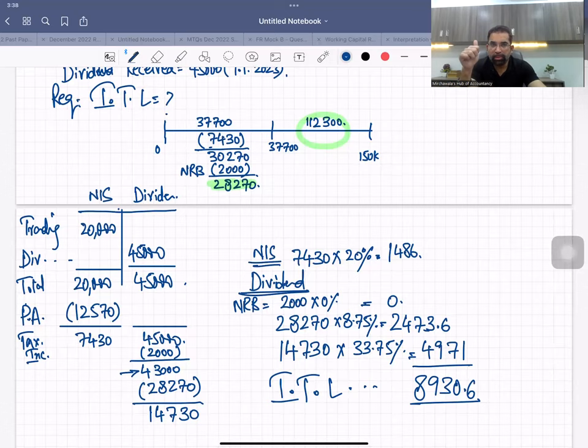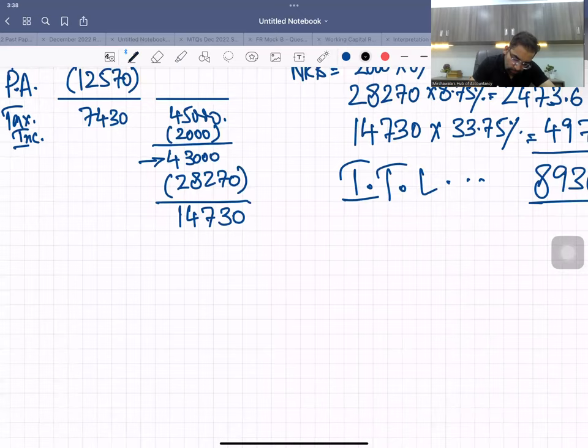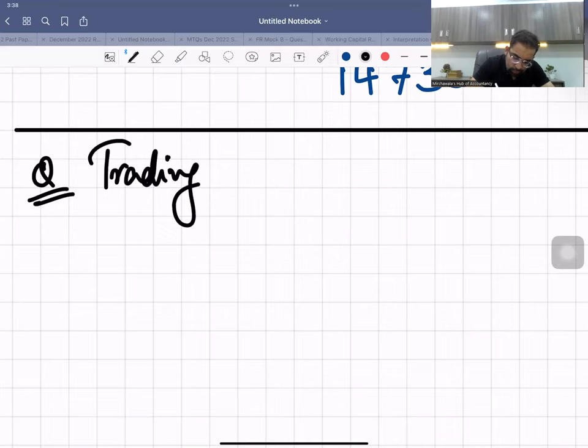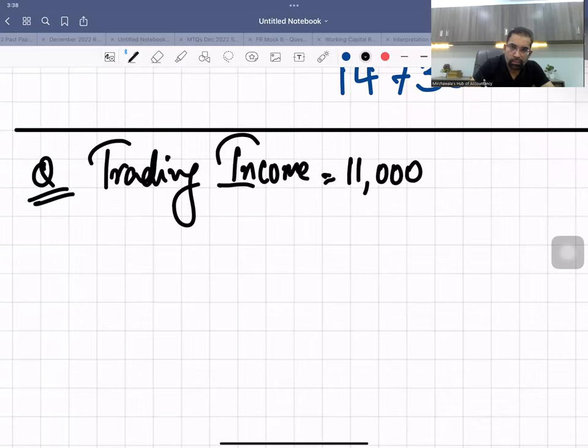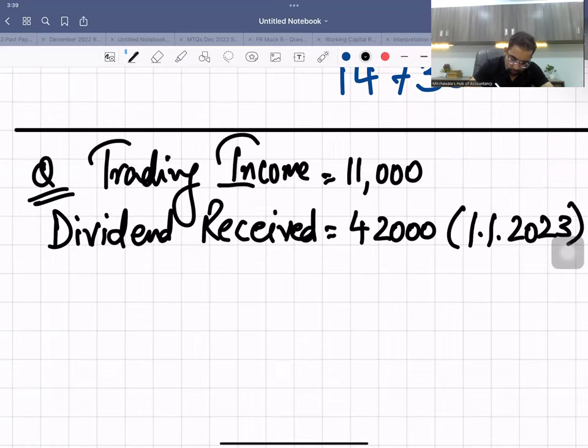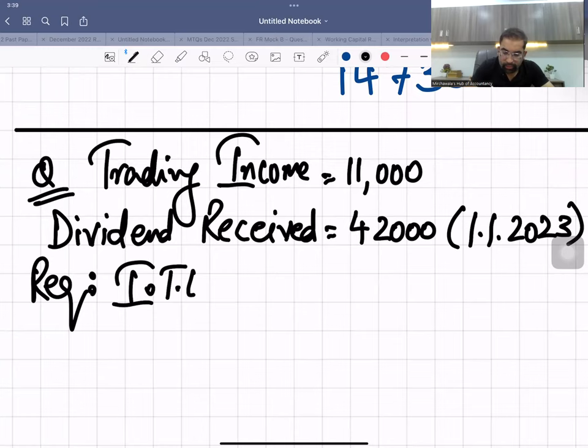Now the next question with more learning. See, now your trading income is less than personal allowance. Remember? So first of all, you will use the personal allowance in front of this, and then you will go to the dividend income. Okay. Try your luck. I'm going to solve it for you.